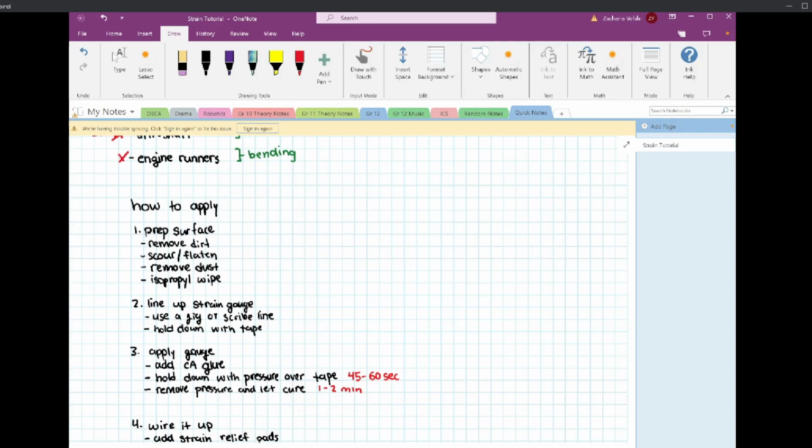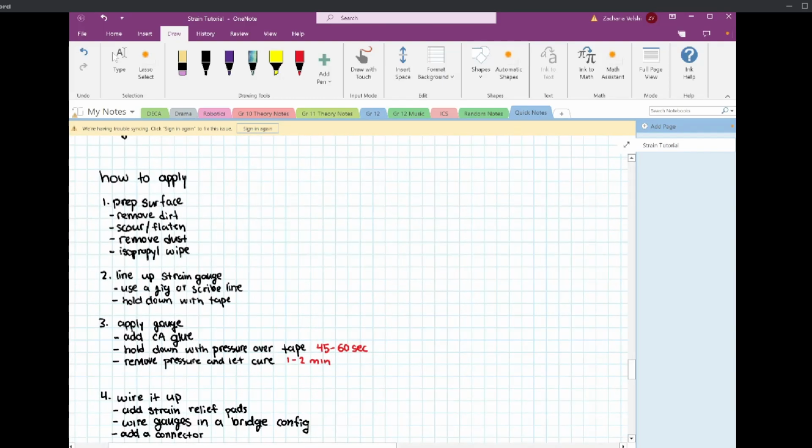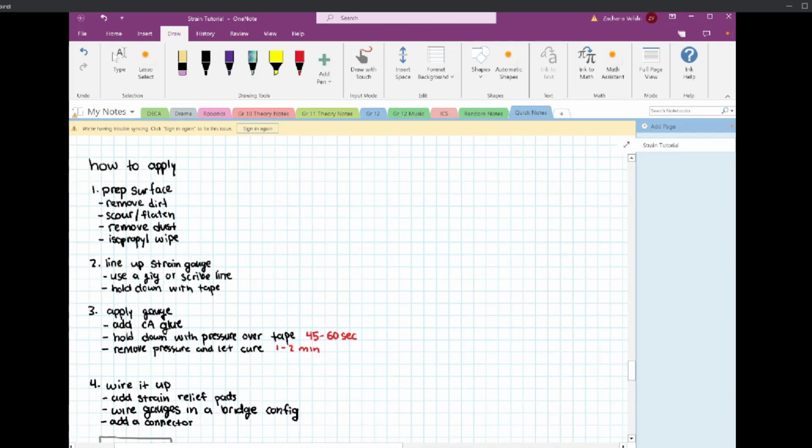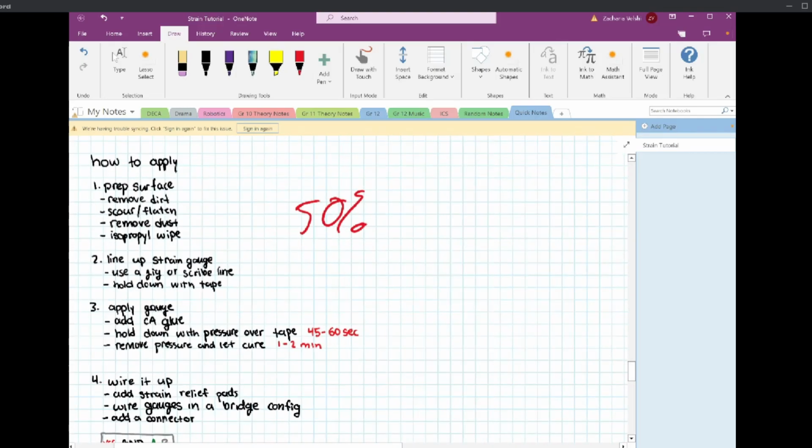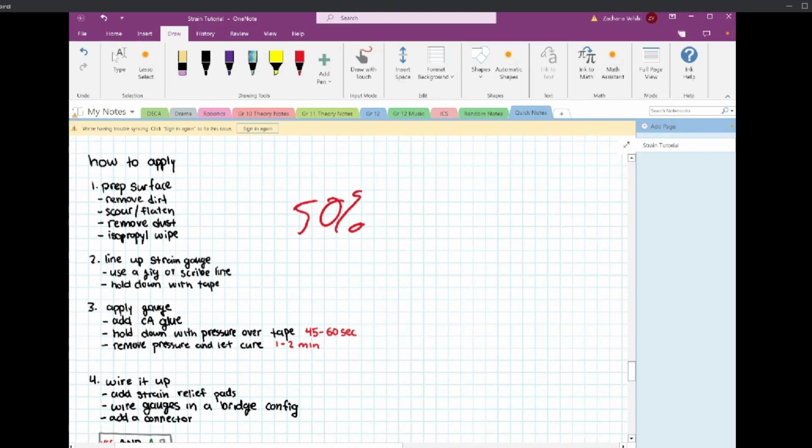I talked about applying a little bit, but over the last year we've developed a pretty nice process for how to actually apply strain gauges, and this still has like a 50% success rate. So if you find any research, especially if you're reading that textbook that I sent a little while back, you don't need to read the whole thing.